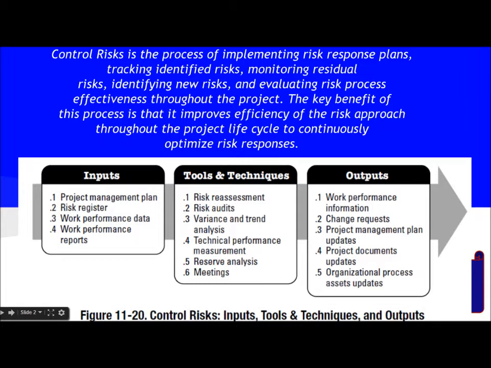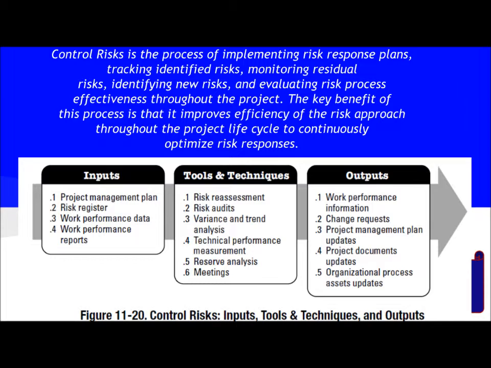Control Risks is the process of implementing the risk response plan, tracking identified risks, monitoring residual risks, identifying new risks, and evaluating risk process effectiveness throughout the project. The key benefit of this process is that it improves efficiency of the risk approach throughout the project life cycle to continuously optimize risk responses.